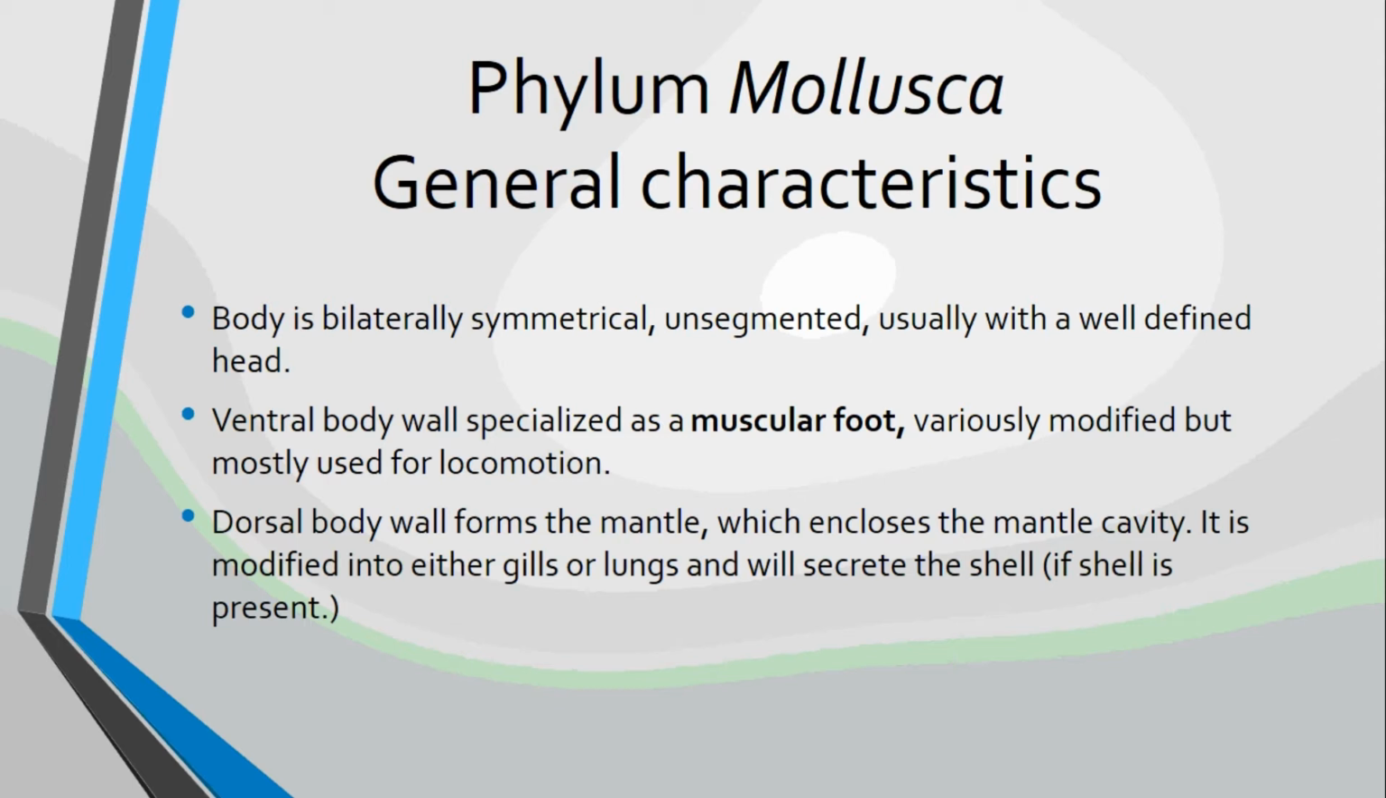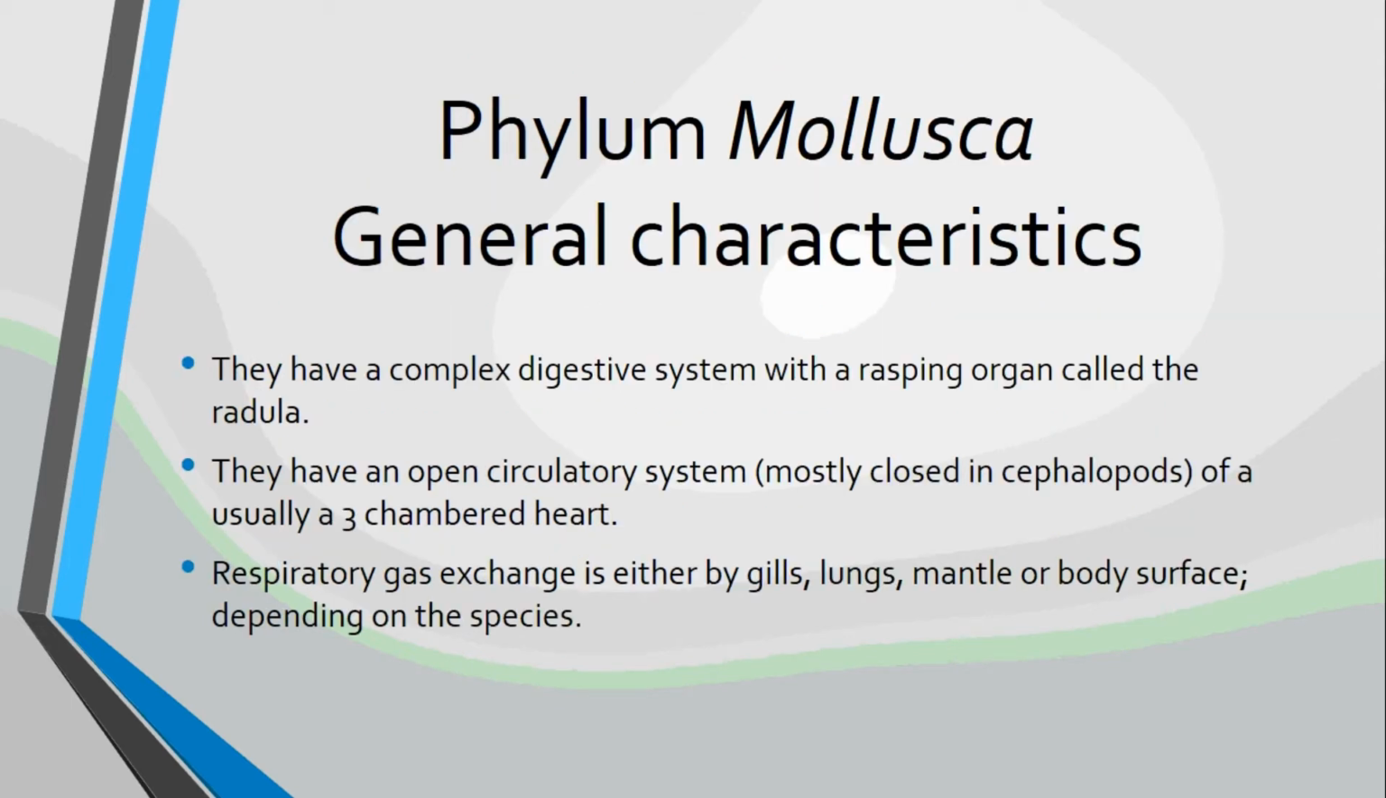The dorsal body wall forms the mantle. We'll talk more about the mantle later. The mantle cavity will be enclosed inside of that. It is modified into either gills or lungs and will secrete the shell. So if this organism has a shell, it will be secreted by the mantle, is basically what that is referring to. So let's go ahead and move on.